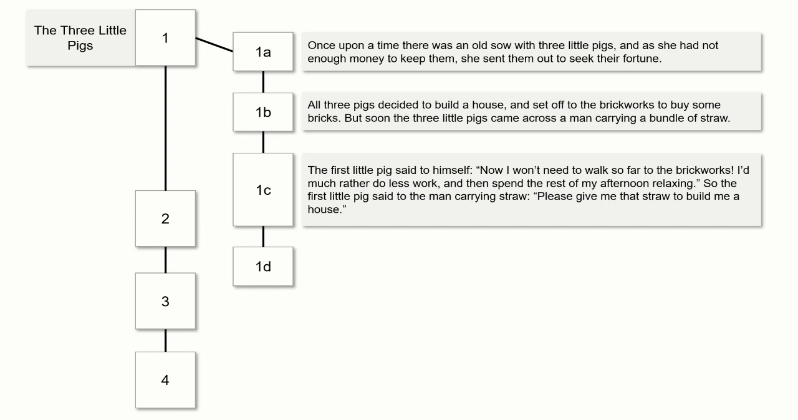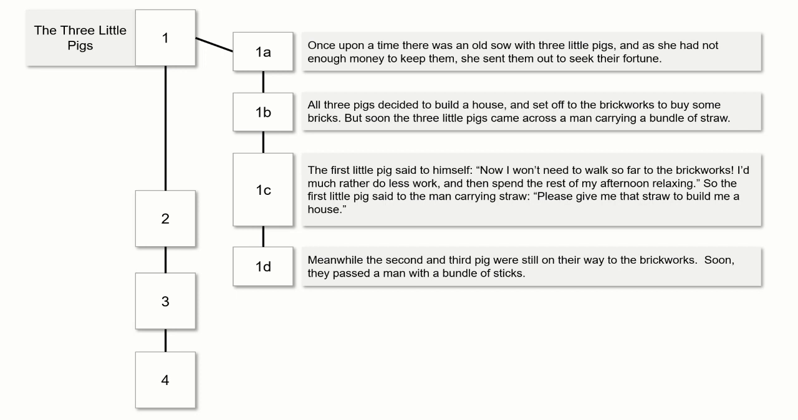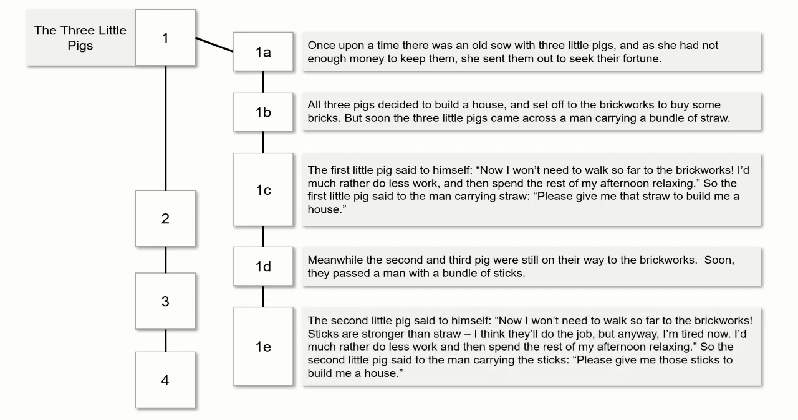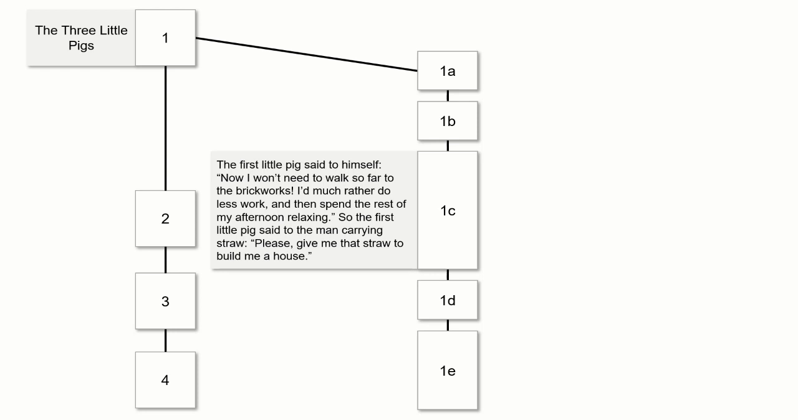The story actually continues where the 2 little pigs continue on their way to the brickworks, and then they pass a man with a bundle of sticks, and then the second little pig says to himself, I don't want to build a house with bricks. Building a house with sticks is okay. Man, give me those sticks and let me build a house. And what has happened in the background is we actually drilled down into this 1C element here. So when we want to branch off of that 1C, we then alternate with a number.